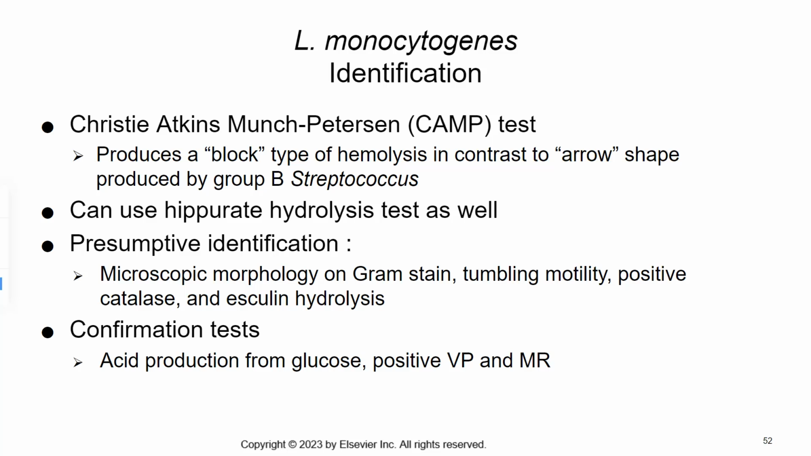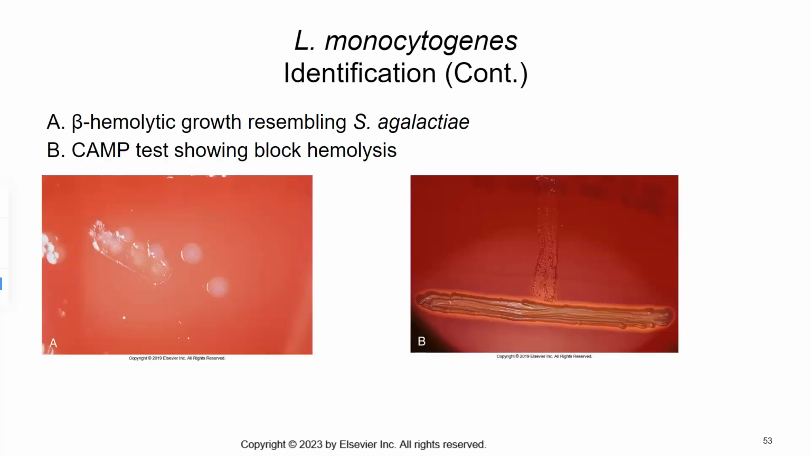Presumptive identification: microscopic morphology on Gram stain, tumbling motility, positive catalase, and esculin hydrolysis. Confirmatory tests would be acid production from glucose, positive VP and MR, and of course you can always use the MALDI.